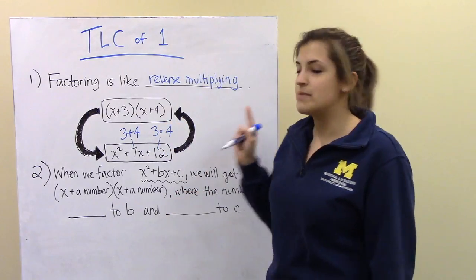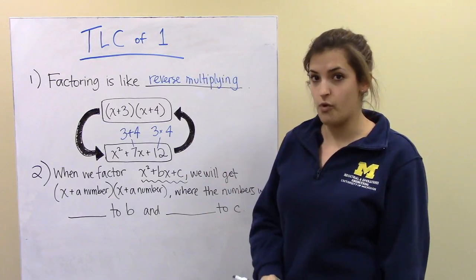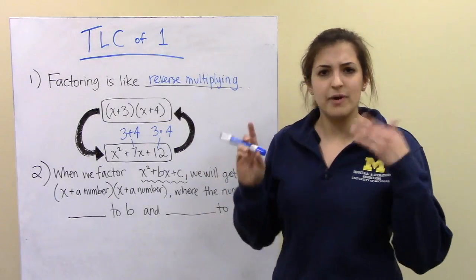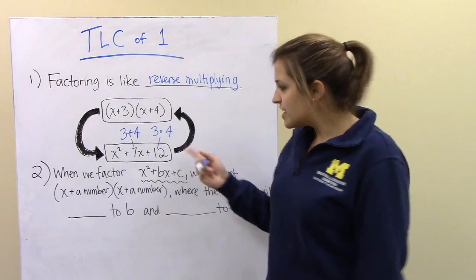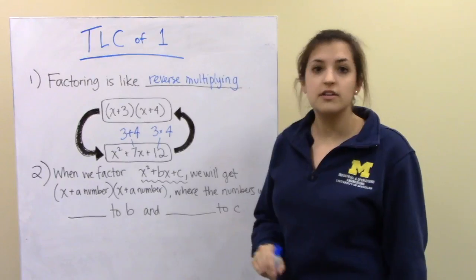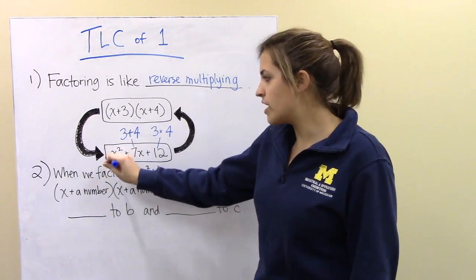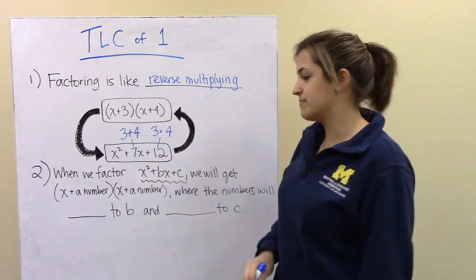This is going to come in handy when we're factoring trinomials with a leading coefficient of 1. And that whole thing about a leading coefficient of 1, that just means that the coefficient right here in front of my x squared is a 1. Technically, we don't even see it because I don't write 1x squared, but that's what I mean.